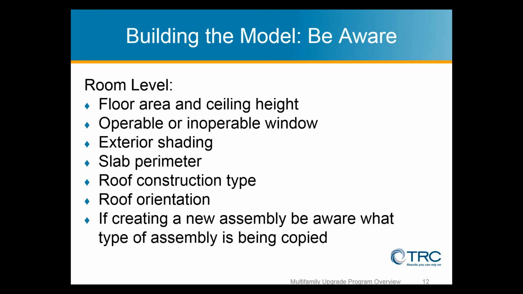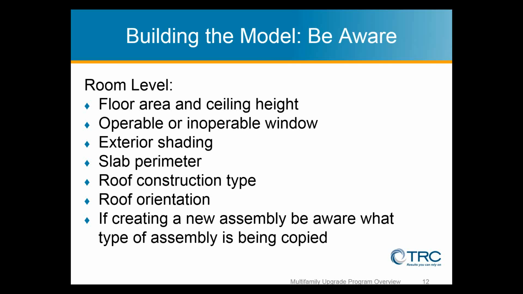At the room level, here are some other areas where we're seeing some common mistakes: the floor area and ceiling height. And also, if you have operable windows on site, there's another little checkbox within the window assembly to be checked. Thirdly, if there's any exterior shading or side fins, those also need to be modeled properly and documented.